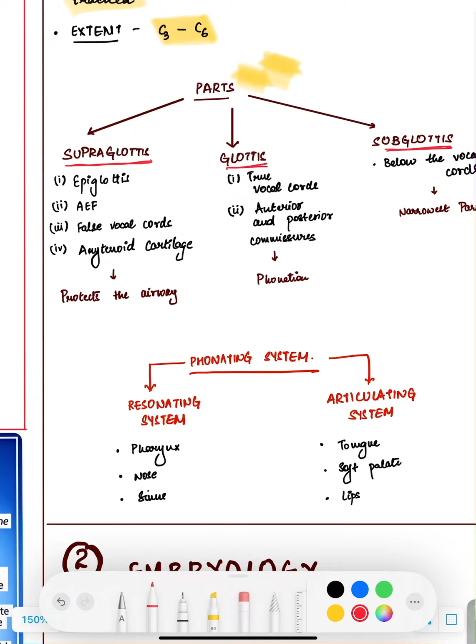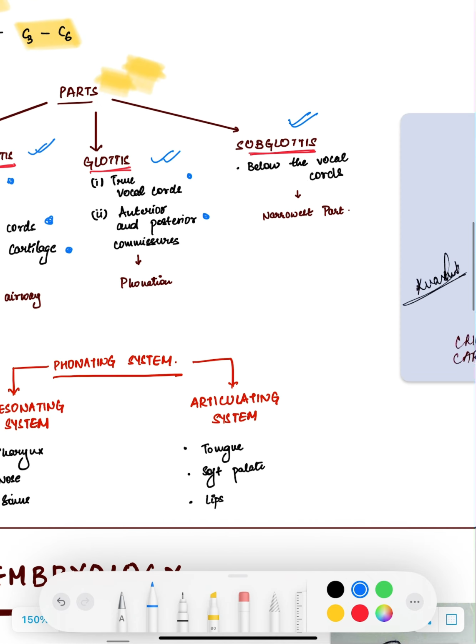The next thing they ask in viva is what are the things that come under the supraglottis, the glottis, and the subglottis. In supraglottis, we have the epiglottis, the aryepiglottic fold, the false vocal cord, and the arytenoid cartilage. In the glottis, we have the true vocal cords and the anterior and posterior commissure. And subglottis is nothing but the area below the vocal cords.